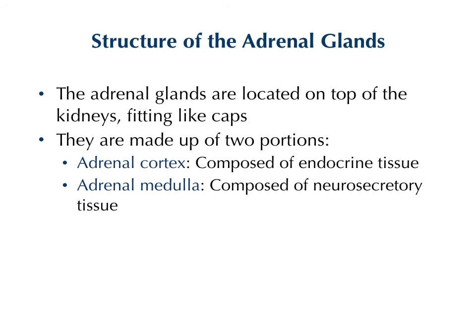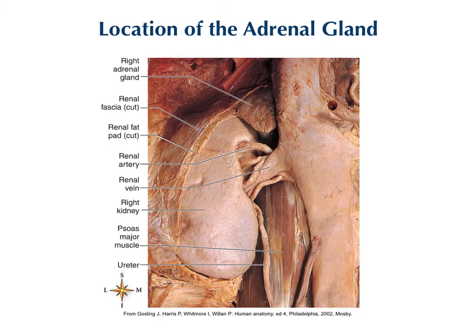The adrenal glands, technically called the suprarenal glands, are endocrine glands that produce a variety of hormones, including adrenaline and the steroids aldosterone and cortisol. They're found at the top of each kidney. They're like a cap on each kidney. And each gland has an outer cortex which produces steroid hormones and an inner medulla. And that's composed of neurosecretory tissue. And we'll look at that. Let's here look at the location of the adrenal gland, and you see it sitting up there at the top of the kidney on the right side of the body.